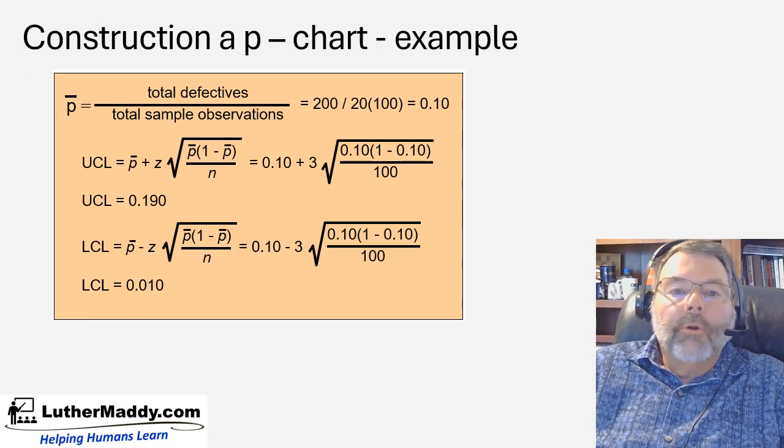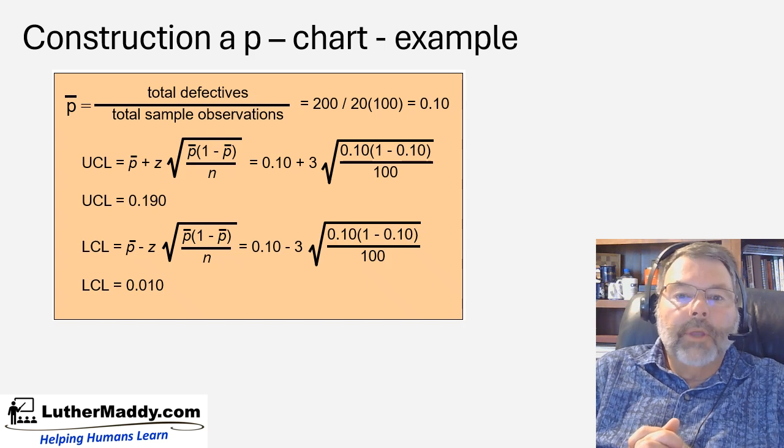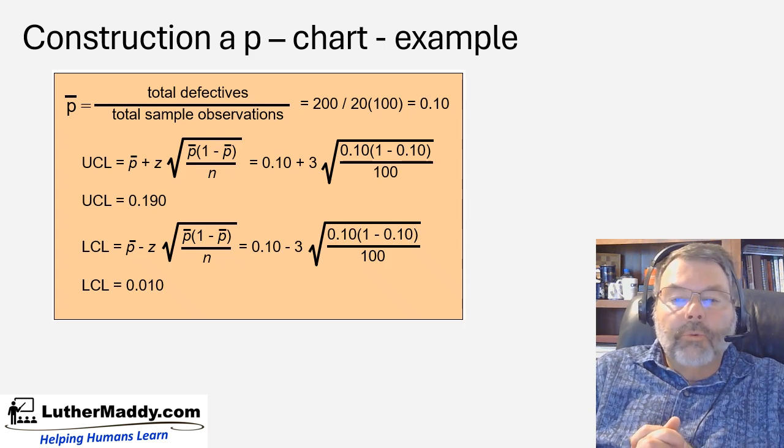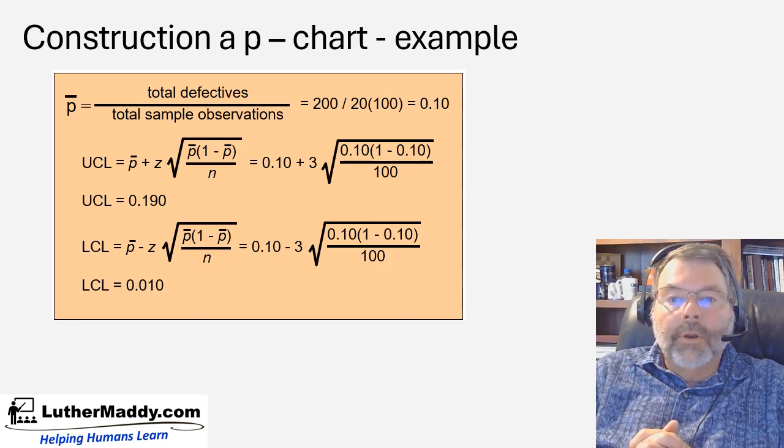Okay, so the first thing we're going to do is compute the proportion. That's the total defectives divided by the total sample observations. So with this example, we'll assume that we found 200 pairs of jeans out of those 20 days of 100 pairs each that we looked at that were defective. So we have 200 divided by 20 days at 100 each that we looked at, and we end up then with a proportion of 0.1.